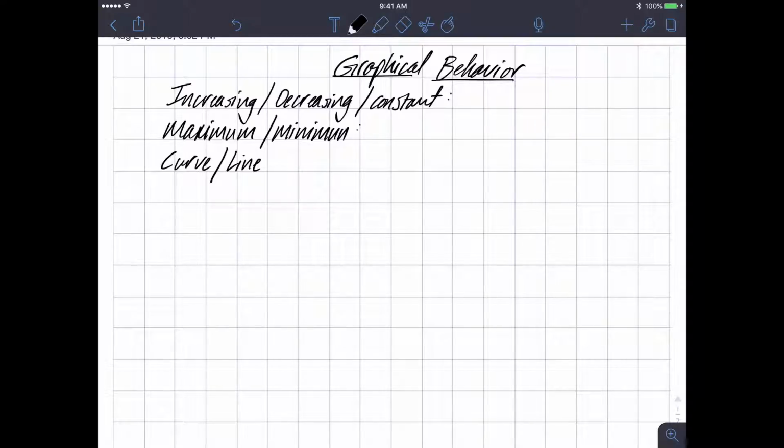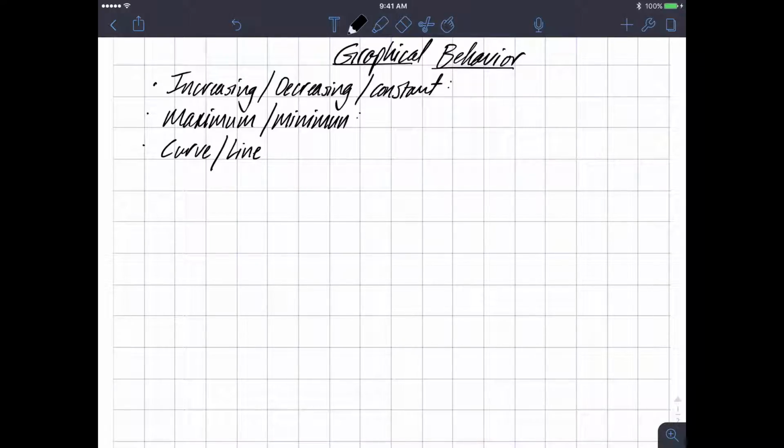Alright everyone, today I'm going to give you an example of graphical behavior of different function families. By different function families, I'm referring to linear functions, exponential functions, quadratic functions, functions of that nature. Today I'm only going to focus on linear functions, and talk about some simple graphical behavior, whether it's increasing, decreasing, or constant, maximum or minimum, curve or line. And now that I think about it, I might just touch on different function families so that I can cover all three of these. So let's start.